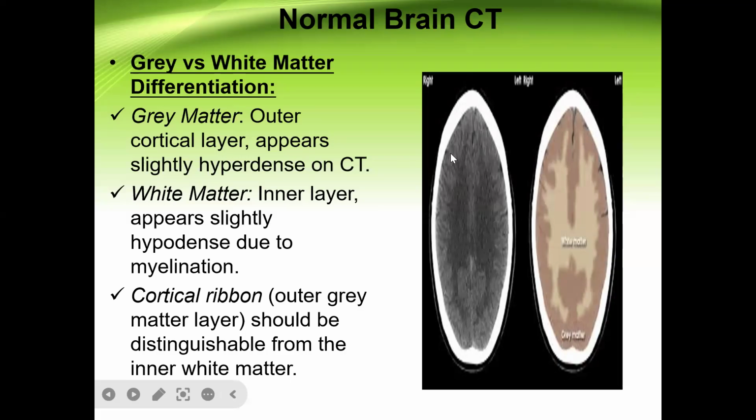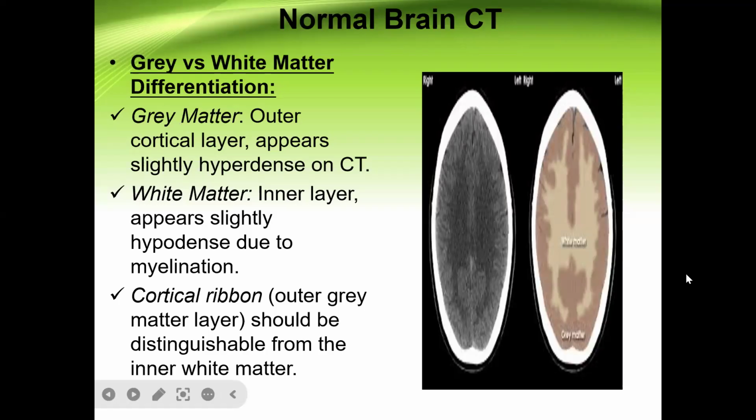Okay, this is the gray matter, this is hyperdense, the white matter containing the myelinated sheaths, all right, hypodense. This is the image you see on CT. And the cortical ribbon, for instance, when we were talking about ischemic stroke earlier on, we'll see that there will be what we call the loss of gray-white differentiation, all right?